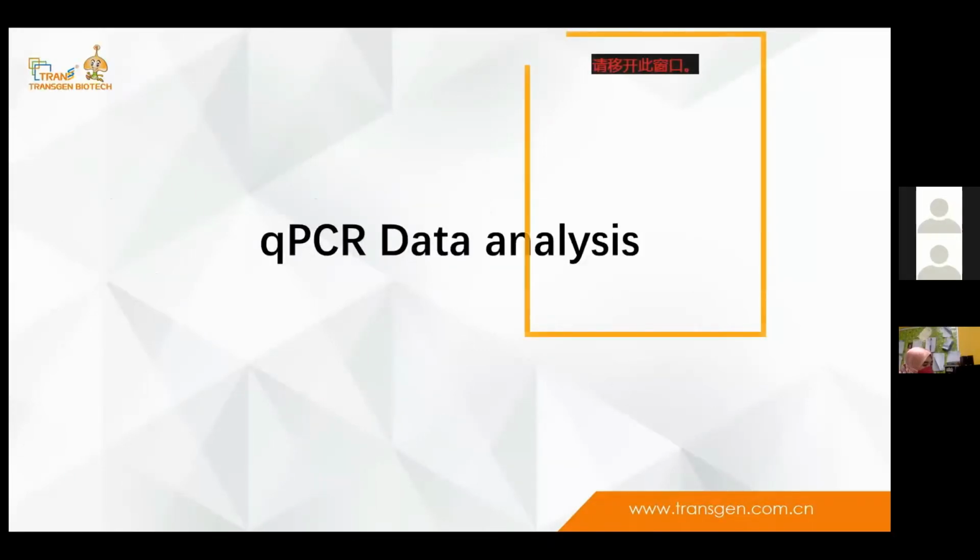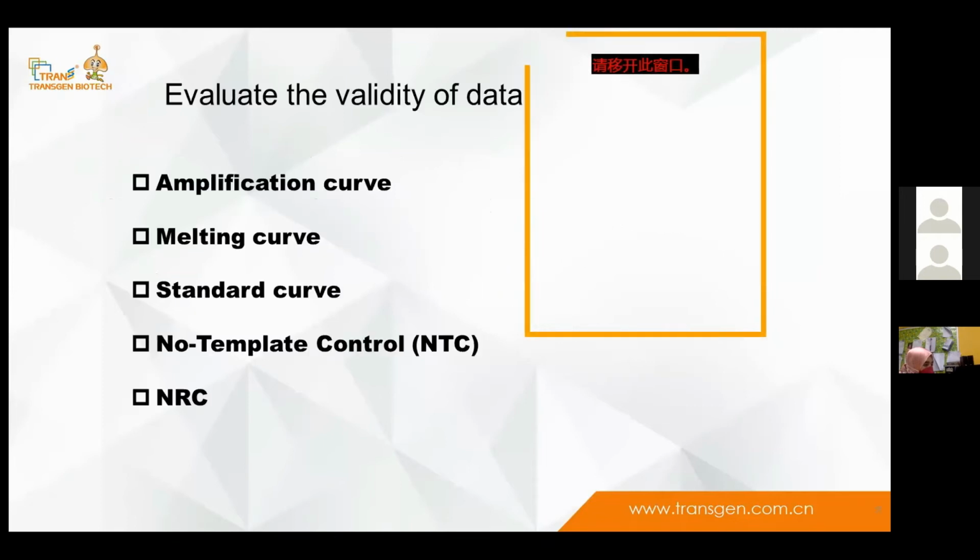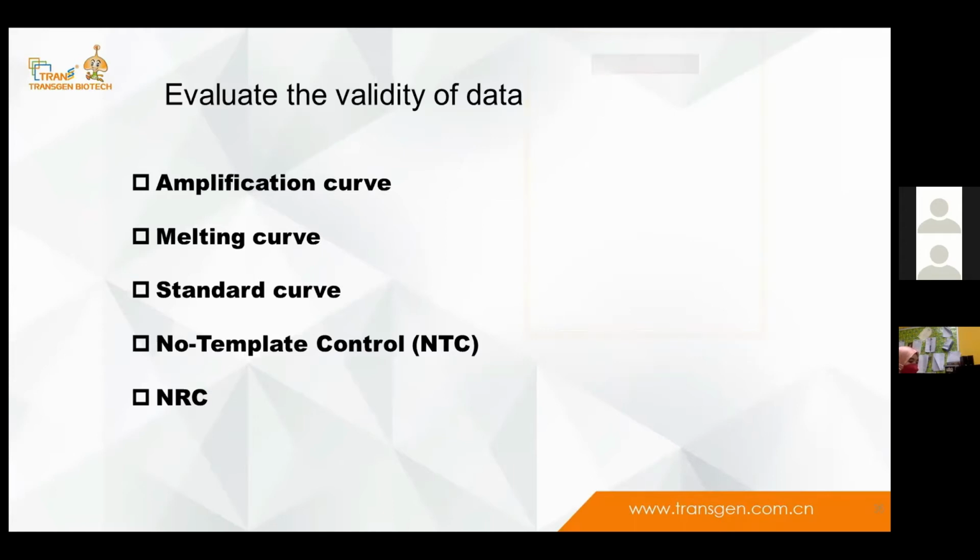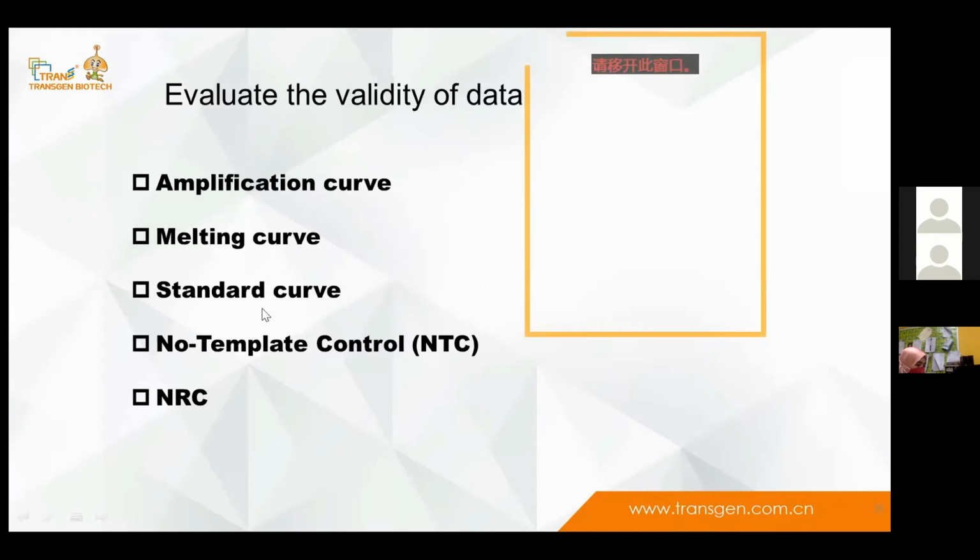When we finish our qPCR, we have to analyze the qPCR data. Evaluate the validity of the data. There are 3 positive results and 2 negative controls. The 3 positive results here are the amplification curve, melting curve, and the standard curve. And the 2 negative controls are the NTC control and NRC control.